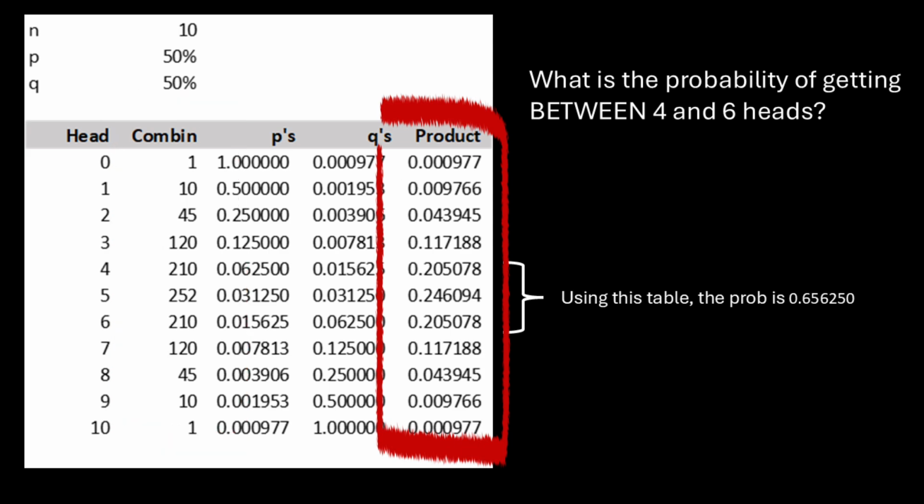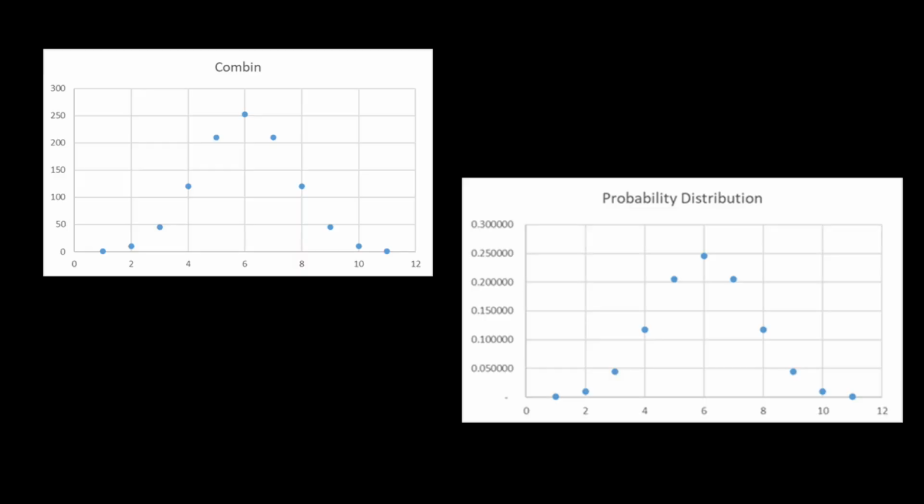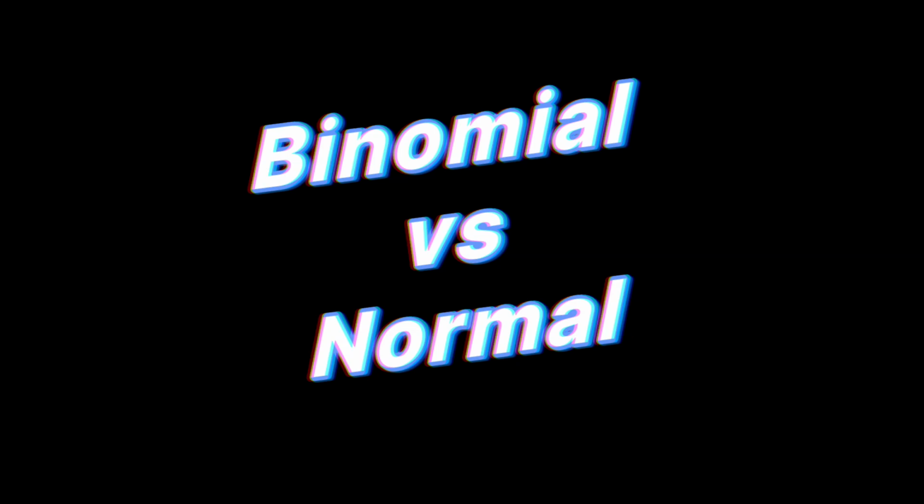Now take a look at both the distribution of the combination column and the probabilities under the product label in this table. Notice how if we put them in a chart, they look like a bell curve. Now this will lead us to our next point as to why the binomial can look like a normal distribution.